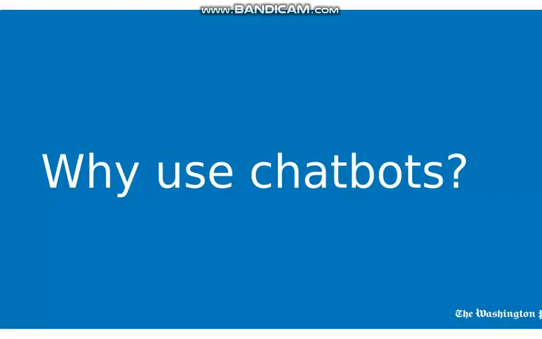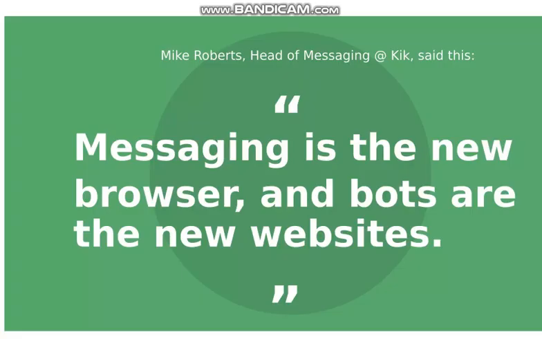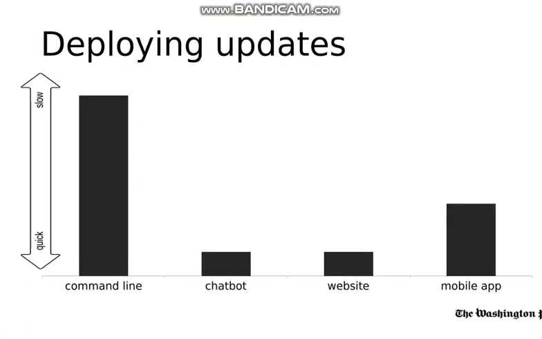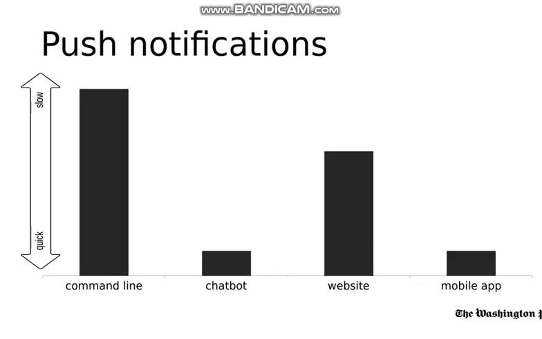Why use chatbots? Let's explain. Messaging is the new browser and bots are the new websites. Development cost, cheap to expensive: command line, chatbot, website, mobile app. The cheapest is command line, then chatbot, then website, and last is mobile app. Deploying updates: the slowest is command line, then chatbot. The fastest is chatbot, then website, and the slowest is mobile app. Push notification: command line is the slowest, then website, then chatbot, and then mobile app.